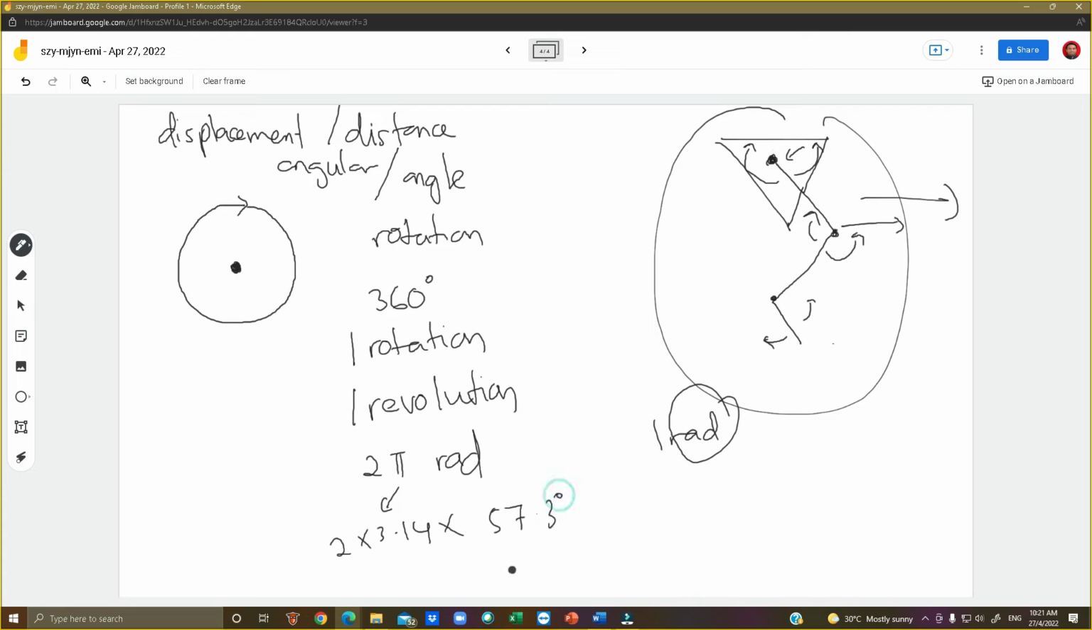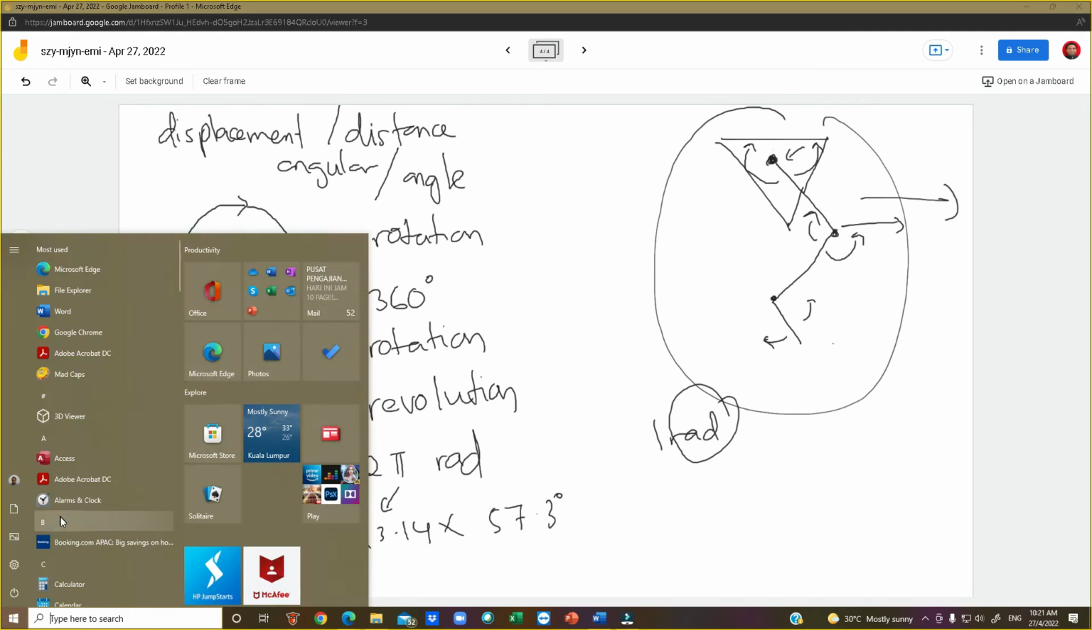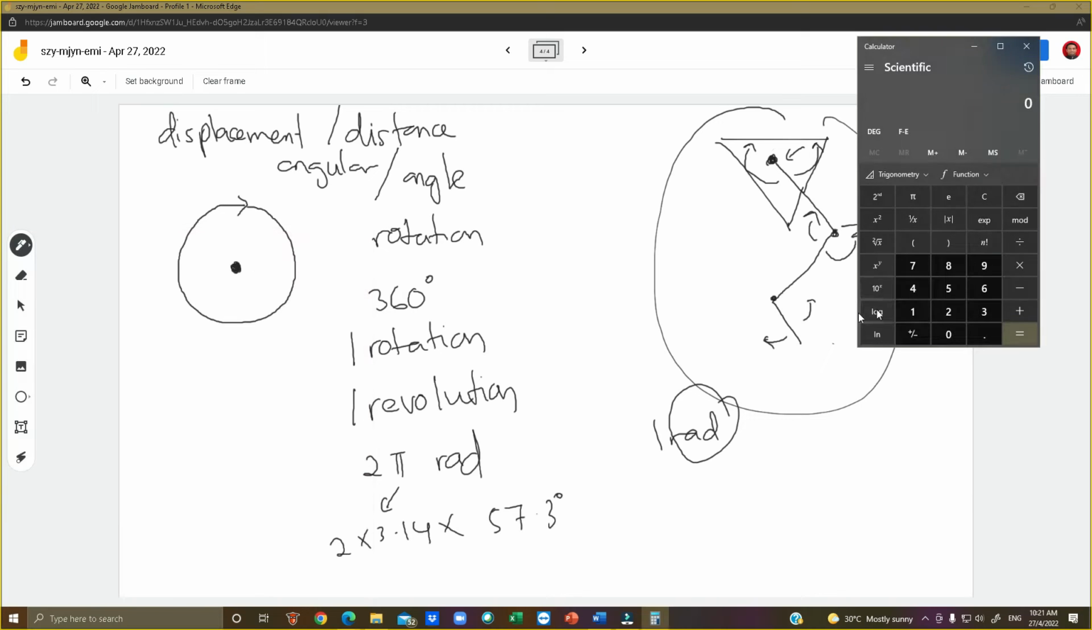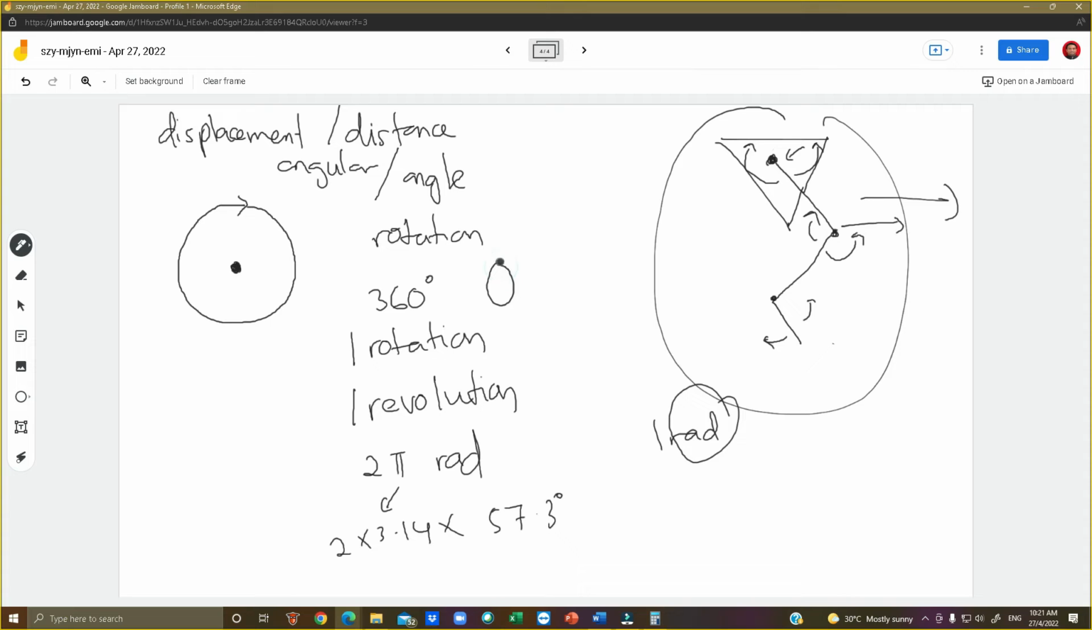57.3 degree. Dapat tak? Okay, kadang-kadang kita kena check. 2 kali 3.14 kali dengan 57.3. Faham? 360. So, in order for you to describe rotation, dia kena ada begini. You can describe in term of angle, but in kinematics, angle ni kita panggil dia sebagai datang ni.